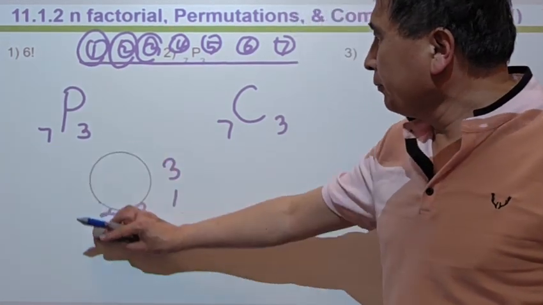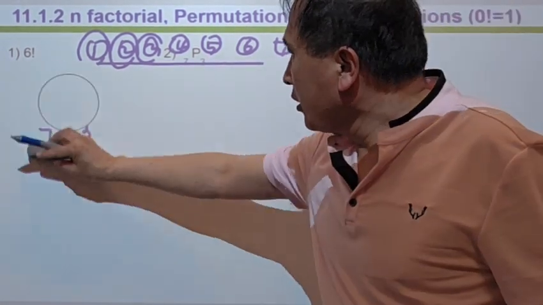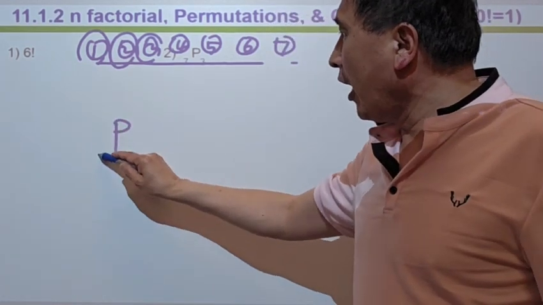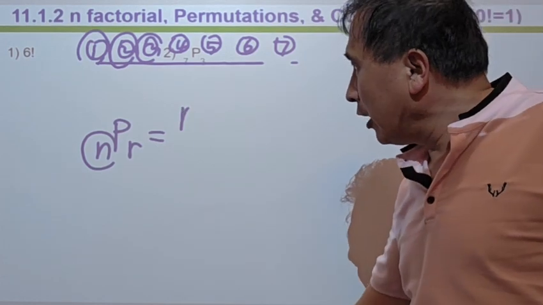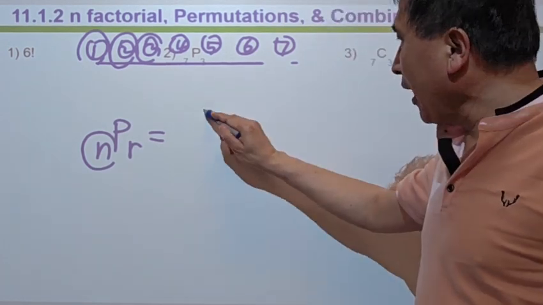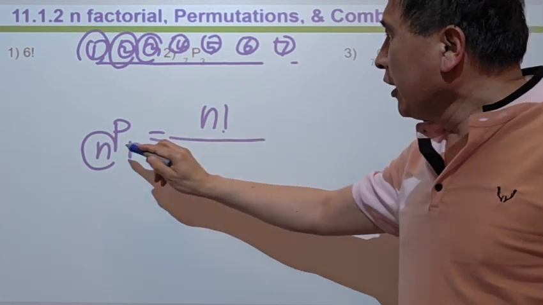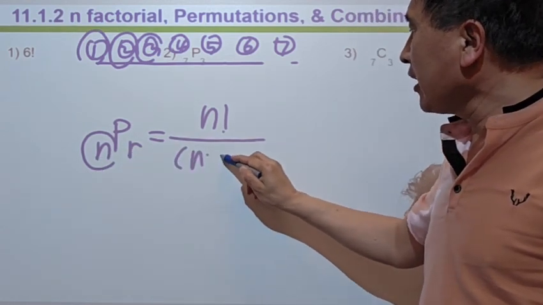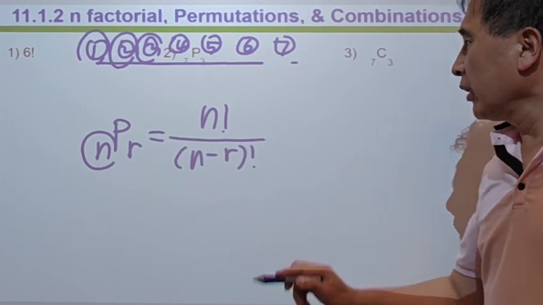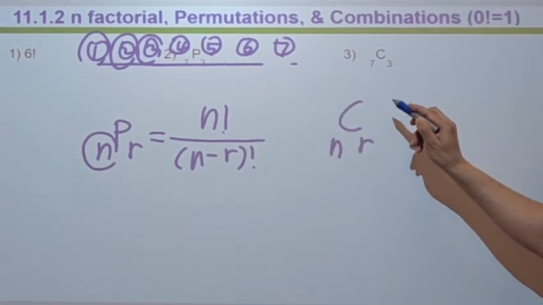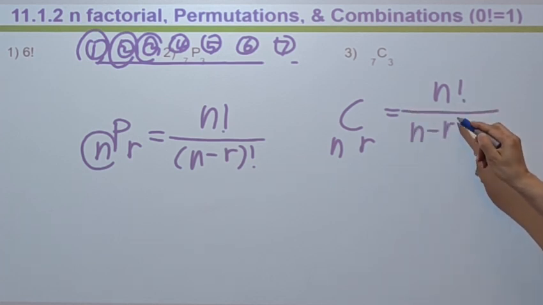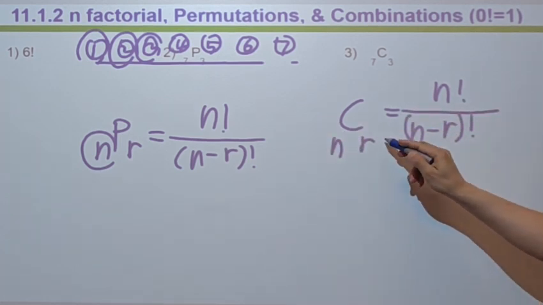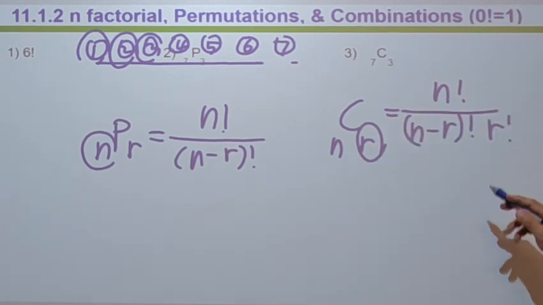When it's a permutation, n and r, where n is the first number, the formula is n factorial on top and denominator n minus r factorial. This is a permutation. But for combination, there are fewer possibilities. Combination is still n factorial divided by n minus r factorial, but there is a common thing you need to divide by: r factorial down here. This is a formula you might need to memorize.